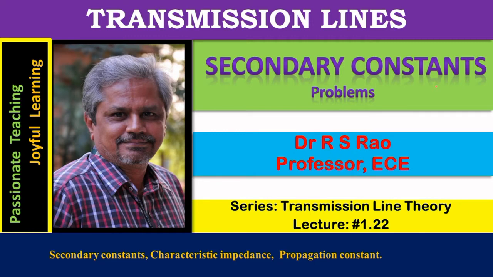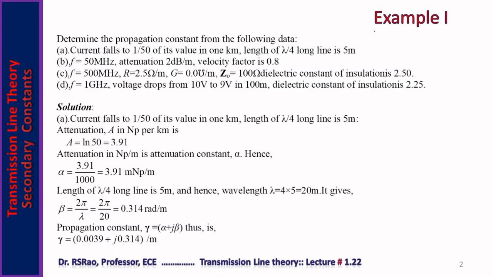In this session, we consider several problems which are based on basic characteristics of propagation constant and characteristic impedance. To begin with, we consider example 1. Determine the propagation constant from the following data. A. Current falls to 1/50 of its value in 1 kilometer.